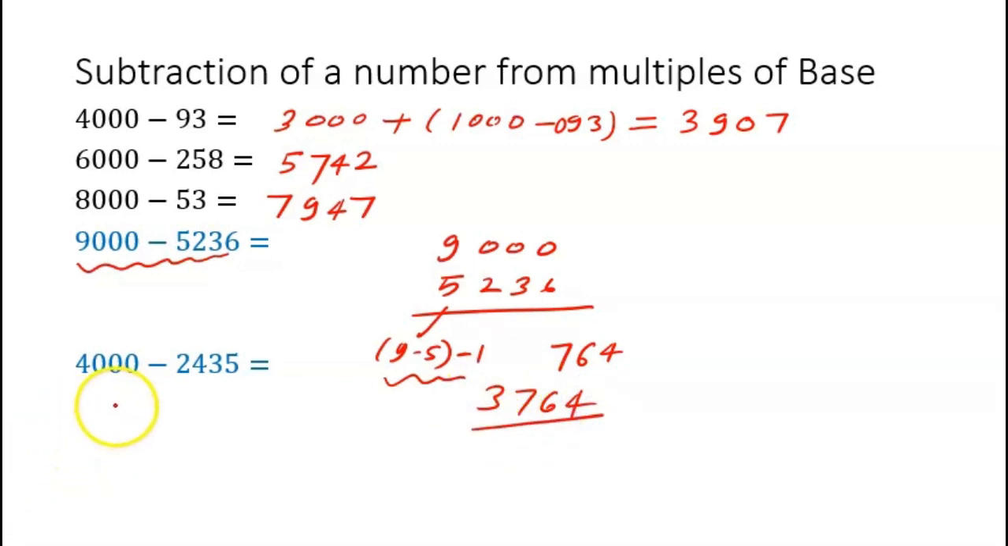If I look at this particular problem, can we write the answer directly? Here I will have 4 minus 2 minus 1, so that is 1. 4 minus 2, and we subtract 1 extra, and then we have to take the complement of 435. So I will take 5, 9 minus 3 is 6, 9 minus 4 is 5, so 1 5 6 5. So this is the answer.